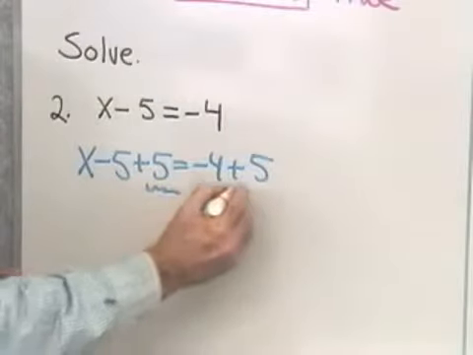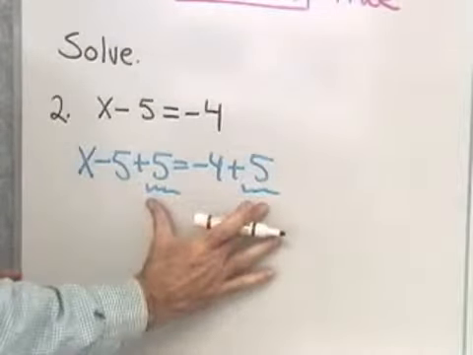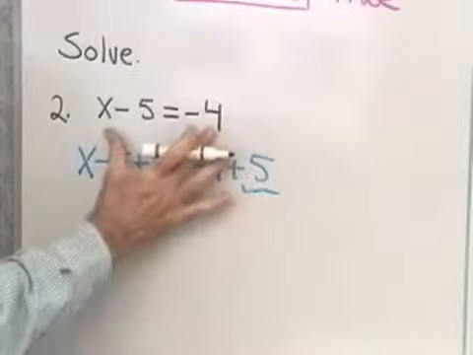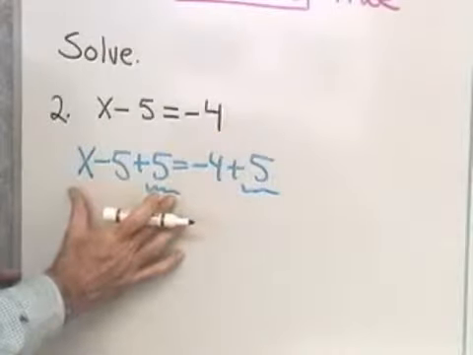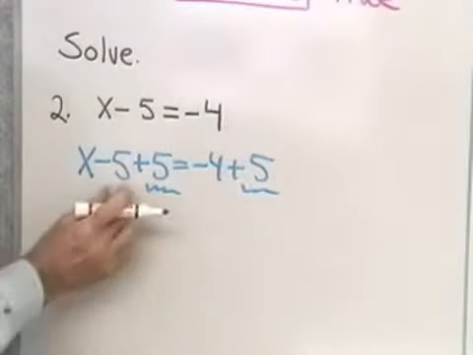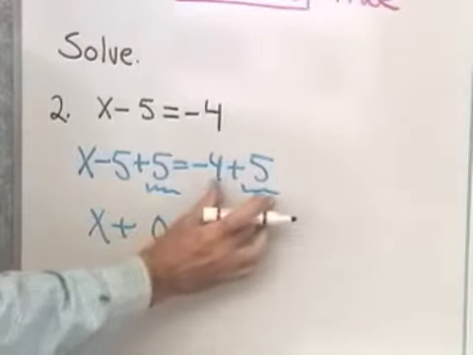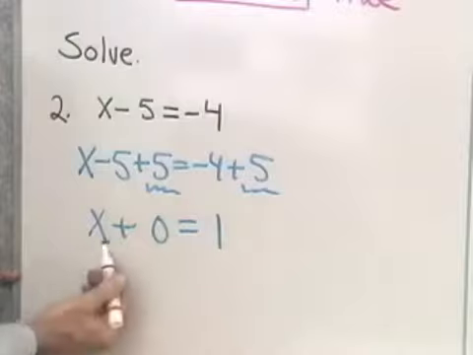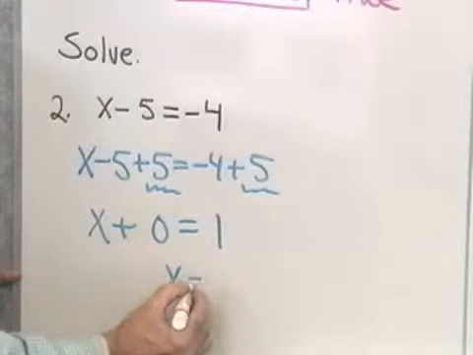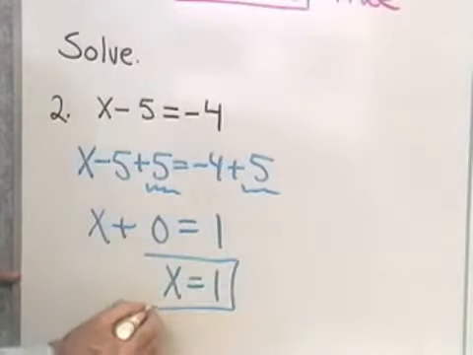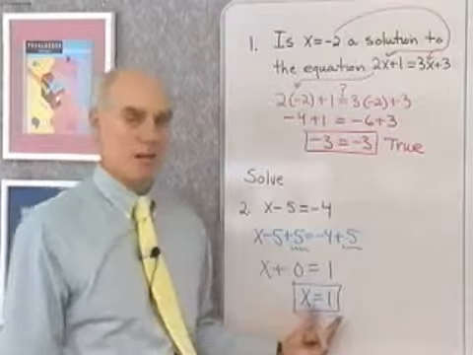So you can see what I've done is used that addition property of equality to add 5 to both sides of this equation. The result on the left side is x plus negative 5 plus 5, which is x plus 0. And on the right side, I just get 1. x plus 0 is x. So I have x equals 1, and that is the solution to my equation.